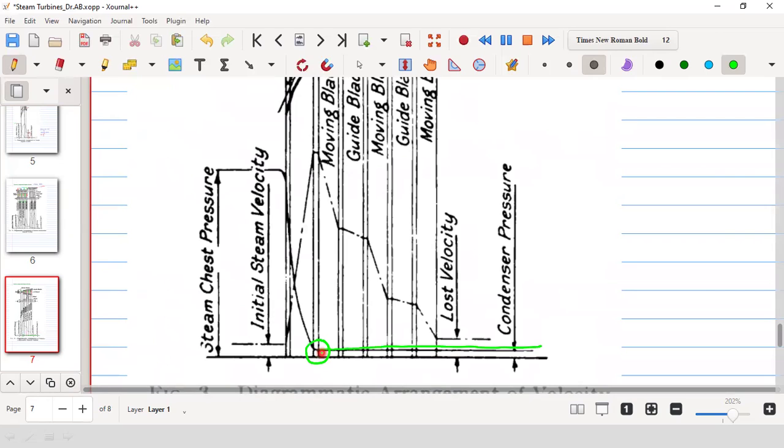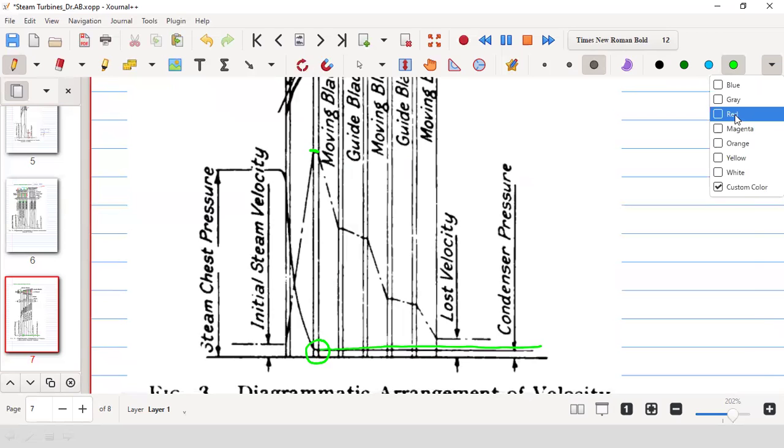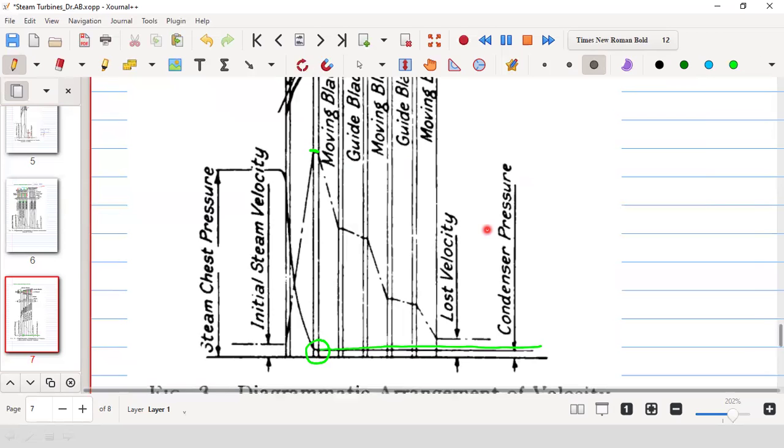Okay, but you see that what is happening to the velocity? Velocity increases in the first nozzle. That means in the nozzle the velocity increases as expected, because the pressure has reduced, therefore velocity will increase. Now from this what happens, you follow. Now let me show you the different color so that you can easily follow. See that velocity increased due to what? Pressure reduction. Due to expansion, velocity increase.